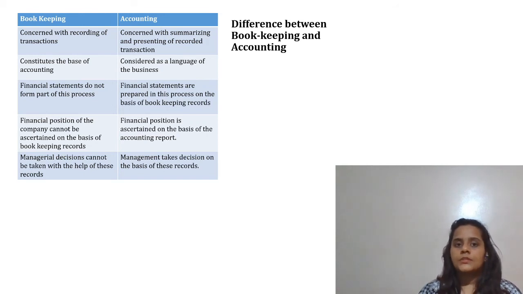Now, since bookkeeping is only concerned with recording the transactions, the financial position of the company cannot be ascertained on the basis of the bookkeeping record. But in accounting, we also prepare trial balance, balance sheet, PL, and such other reports, on the basis of which the financial position can be determined. Since financial position cannot be determined from the bookkeeping report, managerial decisions cannot be taken with the help of these records, whereas the accounting records help the management in making decisions with respect to the business.